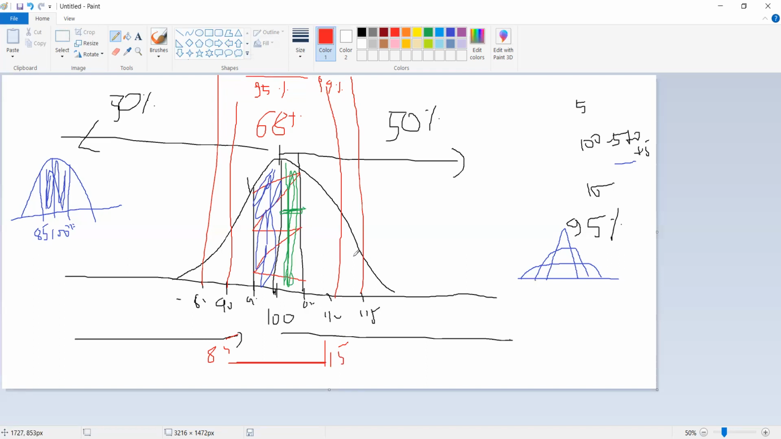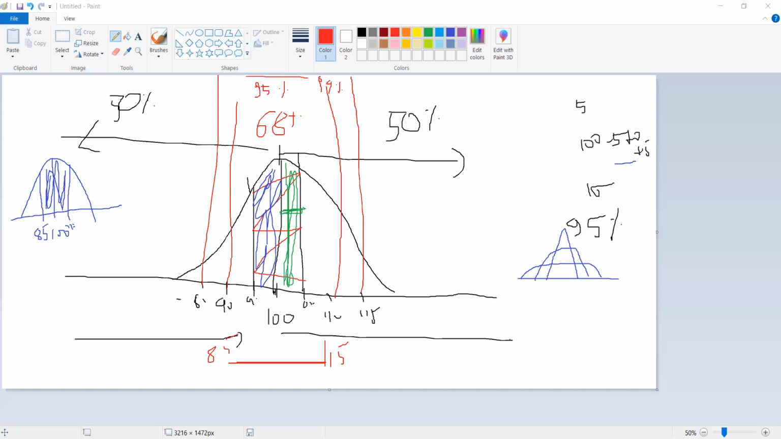This is also called the empirical rule. Remember, 68, 95, 99. We'll see later how to calculate. Later when we do machine learning, we'll see how to calculate using the Z table. But for now, it is good enough. Any question here? All good?